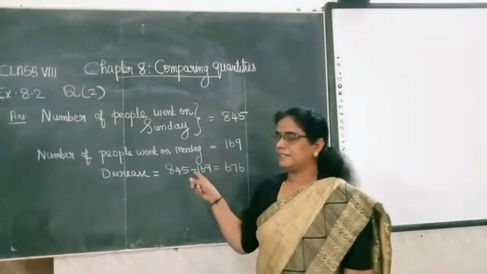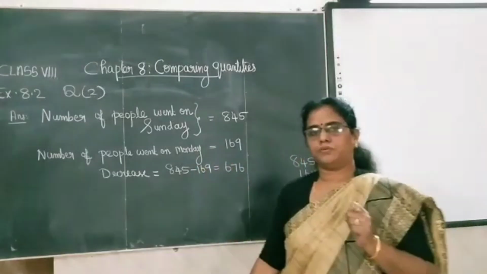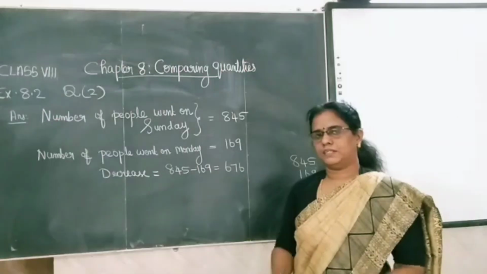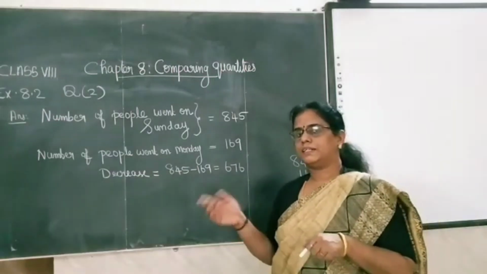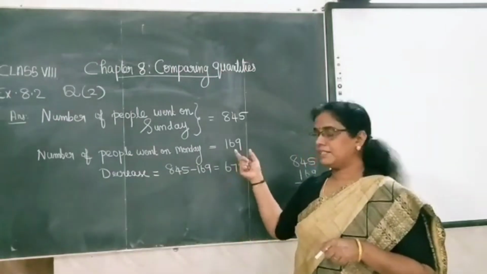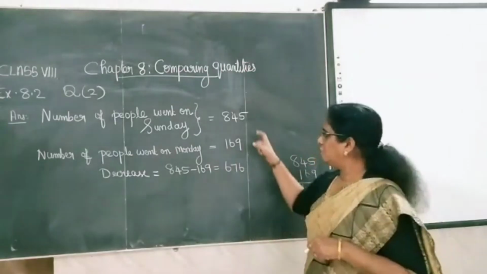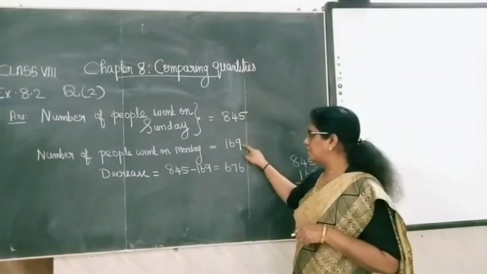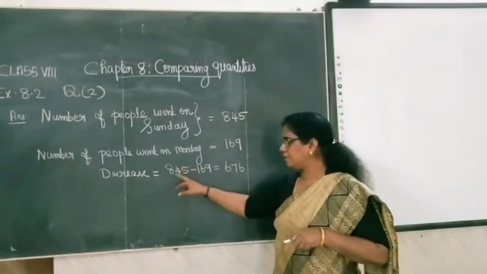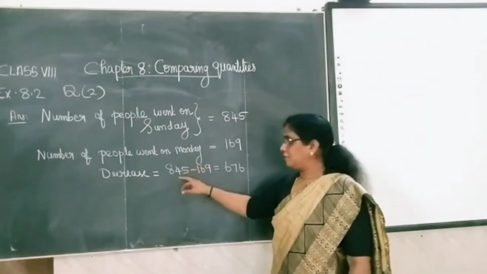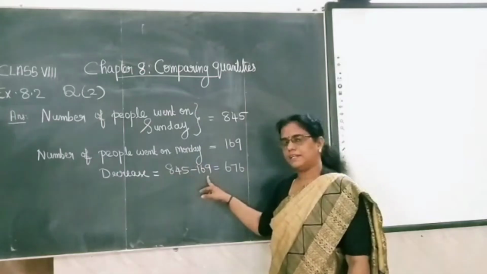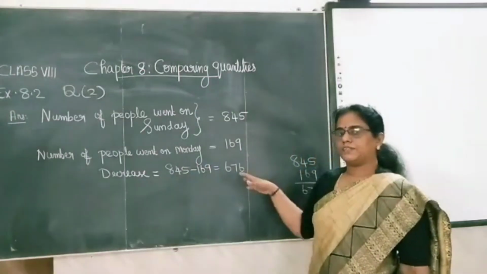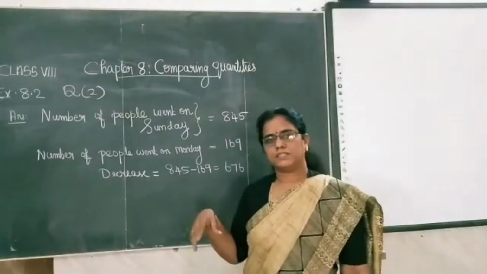We have to find the decrease percentage, and just before we wrote the equation for decrease percentage. We can find by decrease. First we have to find the decrease in the number. Here first it was 845, then it is decreased to 169. So that number we have to find by subtracting 845 minus 169. So I got the answer 676. Then after that we have to find decrease percentage.